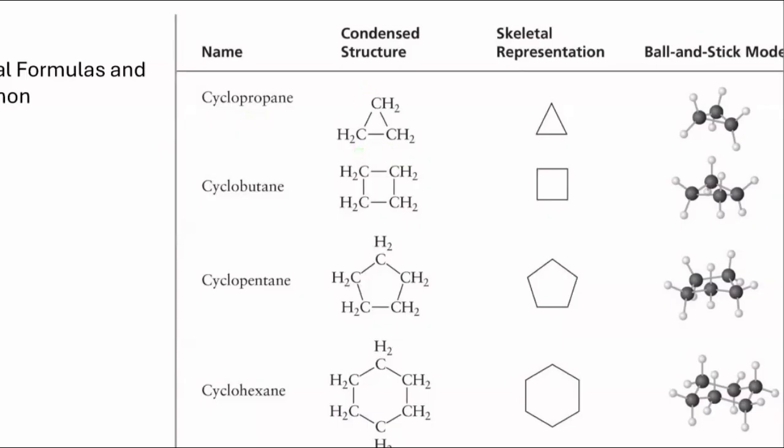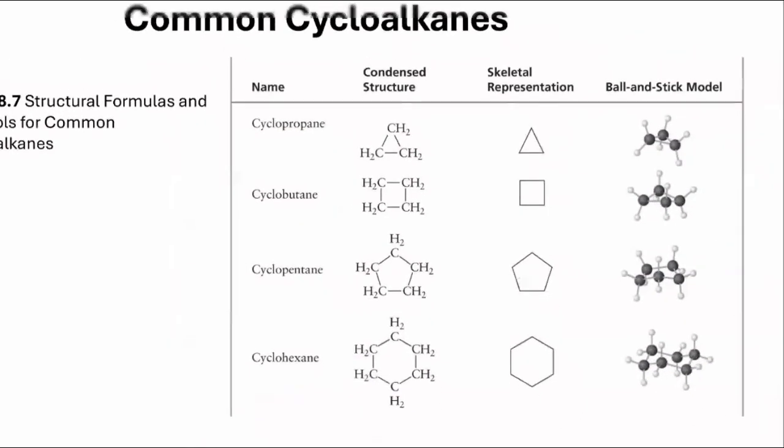We can have cyclic structures that have 4 carbons. The name of it will be cyclobutane. 5 carbons, cyclopentane. 6 carbons, cyclohexane. And additionally, we can have cycloheptane, cyclooctane, cyclononane, cyclodecane. It all depends on how many carbons you have in the molecule.